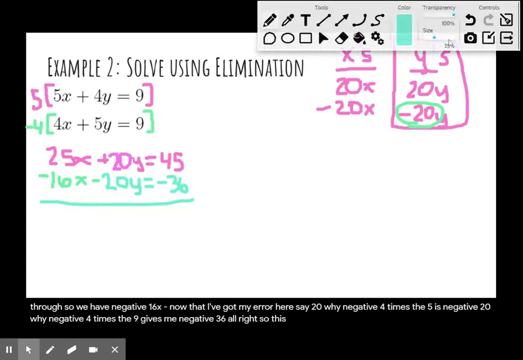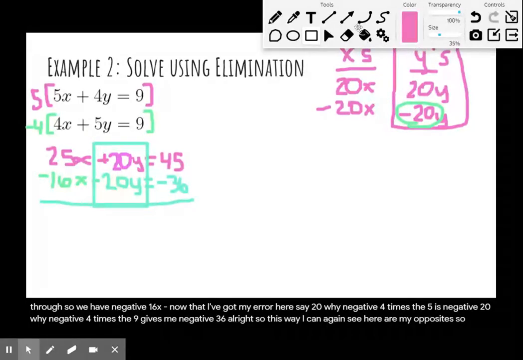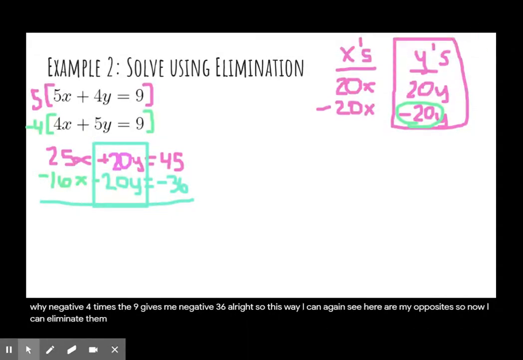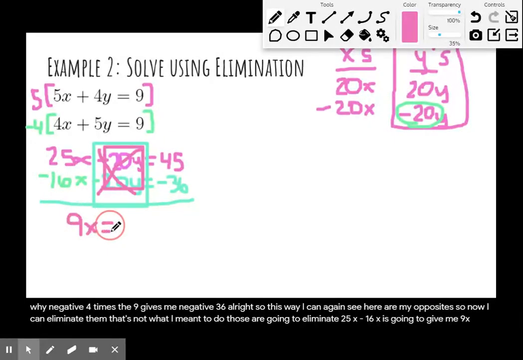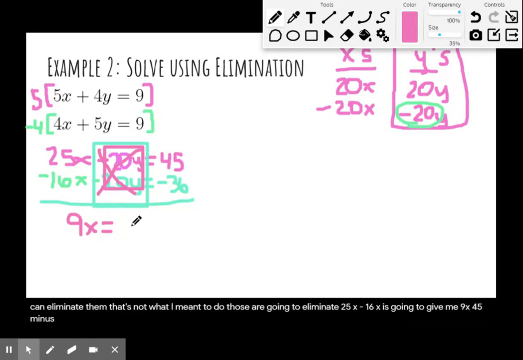All right, so this way I can again see, hey, here are my opposites. So now I can eliminate them. That's not what I meant to do. Okay, those are going to eliminate. 25x minus 16x is going to give me 9x. 45 minus 36 is going to give me 9. 9 times what number is 9? 1.